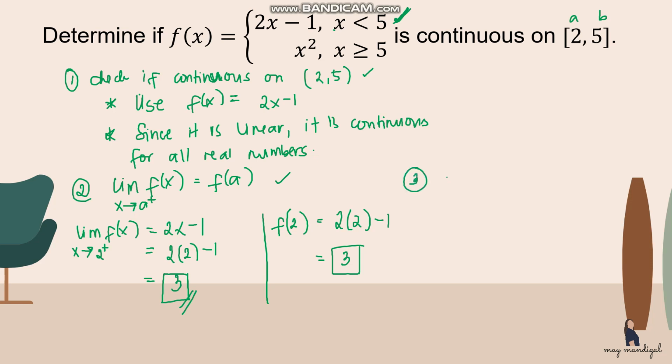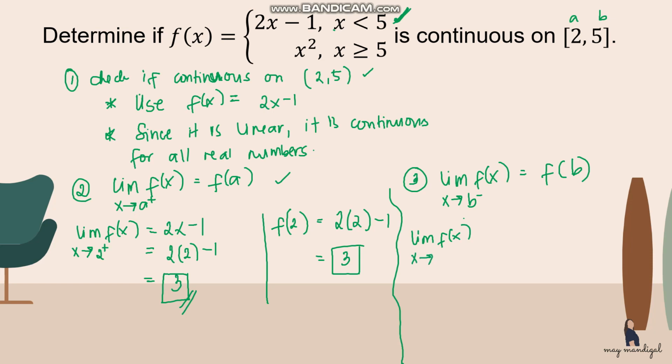And last is we have to check if the limit of our f of x as x approaches b from the left is equal with f of b. So we have there limit of f of x as x approaches our b, which is 5, so 5 from the left. And we also have to check f of 5. Now let's solve for the limit. Since what we want is to solve for the limit of the function as x approaches 5 from the left, so from the left of 5.